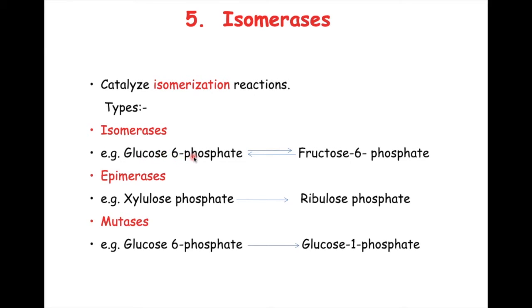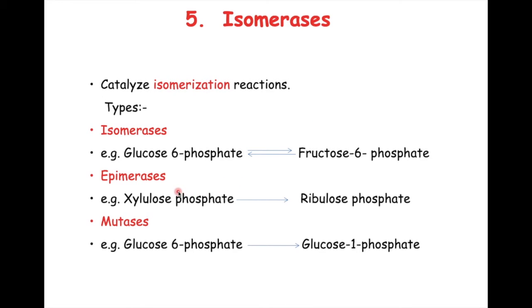Example: glucose 6 phosphate is converted into fructose 6 phosphate. Isomerases cause a change in the position of the atom. Here the position of the atom is changed. This glucose 6 phosphate is an aldose with an aldehyde group, and it is converted into a ketose. The enzyme involved here is the isomerase enzyme, named glucose-fructose isomerase.